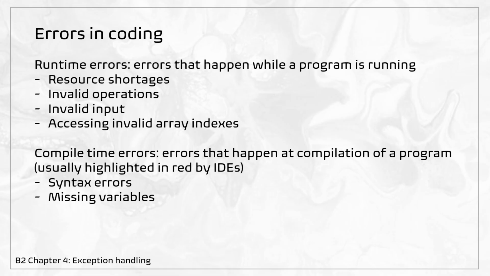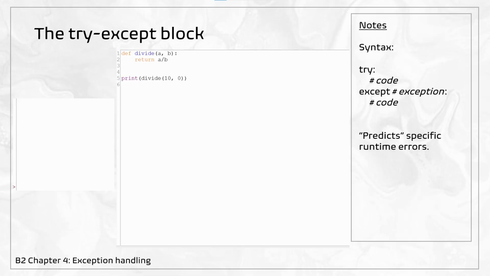Compile time errors are shown with red lines in most IDEs, so they can be solved before executing the code. Runtime errors are a problem because they cause the entire program to stop working, and they are usually random and unexpected. Fortunately, there's a way to deal with some runtime errors, with a new programming construct called try-except. The try-except block is a way to predict a certain runtime error, and provides a way for the program to continue if it encounters said runtime error.